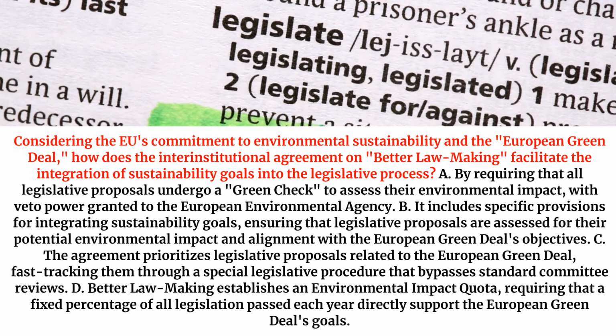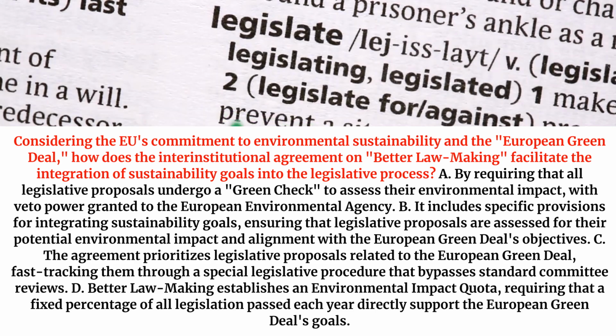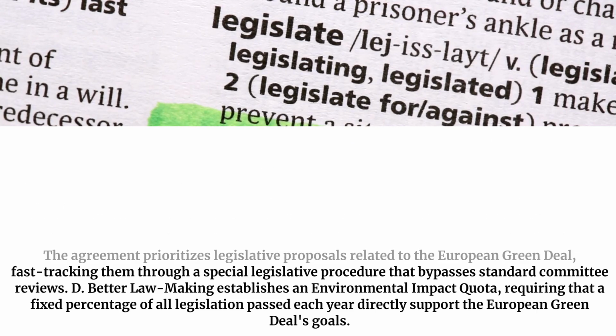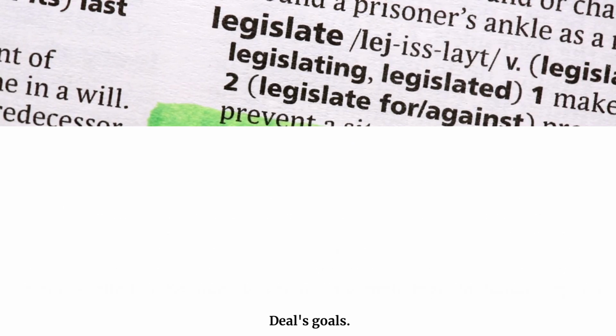C. The agreement prioritizes legislative proposals related to the European Green Deal, fast-tracking them through a special legislative procedure that bypasses standard committee reviews. D. Better lawmaking establishes an environmental impact quota, requiring that a fixed percentage of all legislation passed each year directly support the European Green Deal's goals.